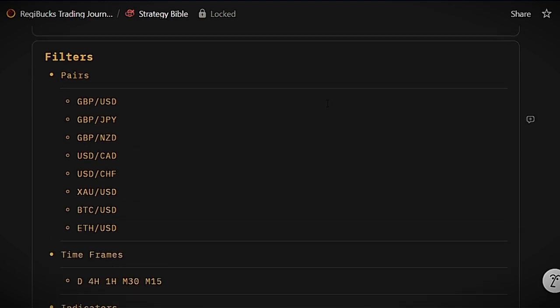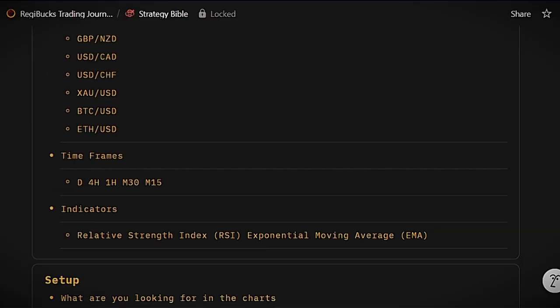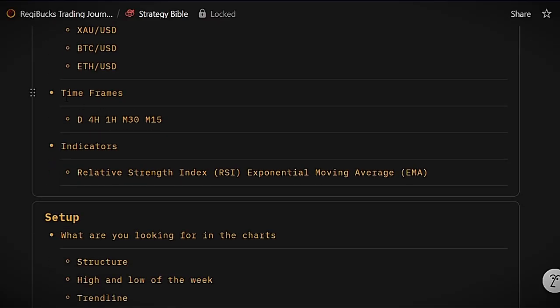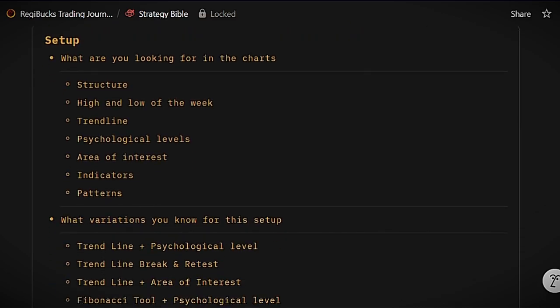These are the pairs: GBP USD, GBP JPY, GBP NZD, USD CAD, USD Swiss, gold, BTC, Ethereum. And these are the time frames. I only use daily, 4 hour, 1 hour, 30 minutes, and 15-minute time frames. These are the indicators: relative strength index and exponential moving average. Those are the two indicators I use, just two.